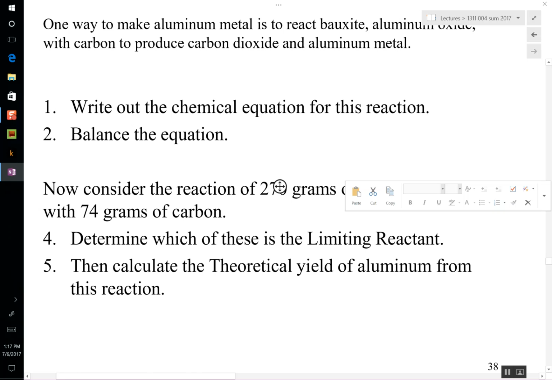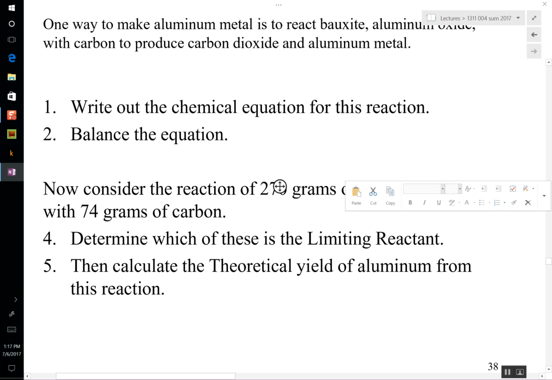Number 3, you've actually got a product. You want to make 48.7 grams of sodium sulfate. How much sodium hydroxide do you need? What's the theoretical amount of sodium hydroxide you need to make 48.7 grams of sodium sulfate?